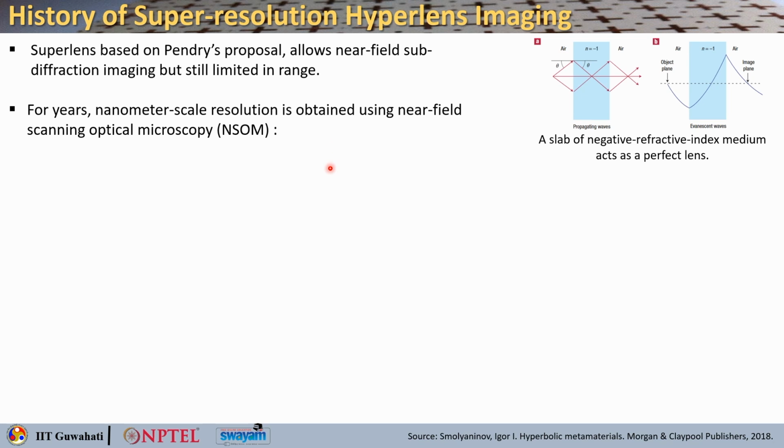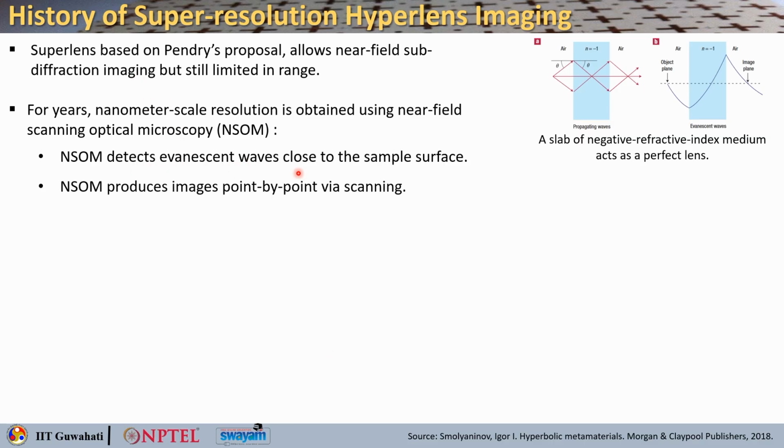For years people have used nanoscale resolution to obtain these kinds of small details using near field scanning optical microscopy, which is also known as NSOM. NSOM can detect the evanescent waves close to the sample surface. It produces images point by point by scanning. So, obviously, it is indirect and it is a slow scanning method, right. Typically, NSOM lacks the versatility and convenience of far field optical systems. Also, the tip induced perturbation could limit its use in real time imaging.